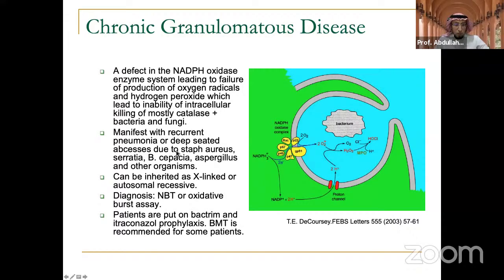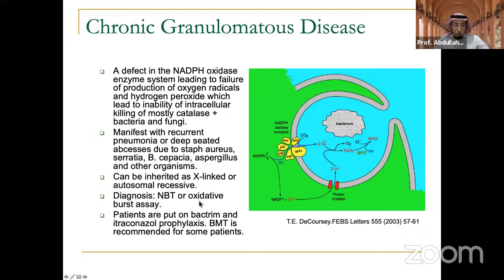So patients will present with recurrent pneumonia and deep-seated abscesses due to organisms, mainly Staph aureus, Serratia, B. cepacia, and fungi, mainly Aspergillus and other organisms. Aspergillus is the most common cause of death in those patients. It can be inherited as X-linked or autosomal recessive, depending on which component of the NADPH oxidase is affected. The gp91 is encoded on the X chromosome, while the others, each one is encoded on a different autosome.